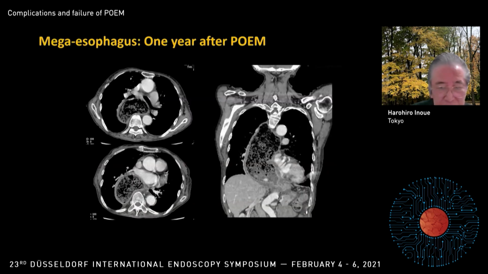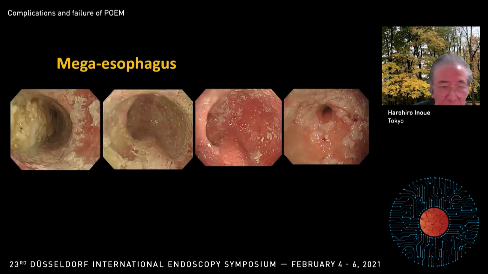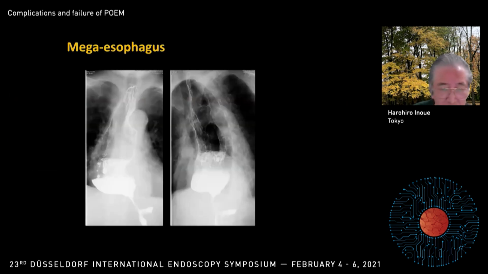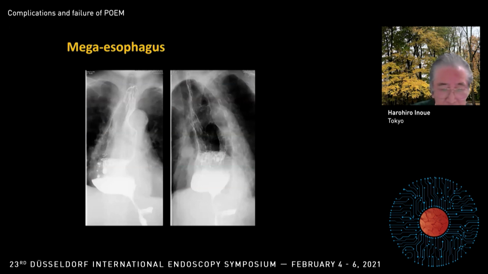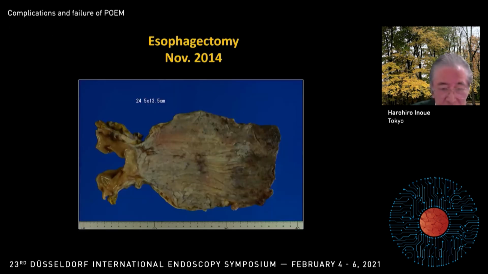But 1 year later, the patient came back to the hospital with a very, very enlarged esophagus like this. Endoscopy demonstrated the mega esophagus. We decided to talk with the patient, and we decided to perform esophagectomy. This is a terminal achalasia. In some patients, we have to do esophagectomy like this. That is 0.1% of all achalasia patients.